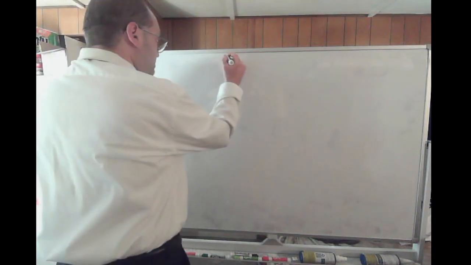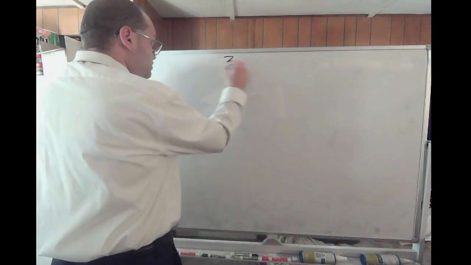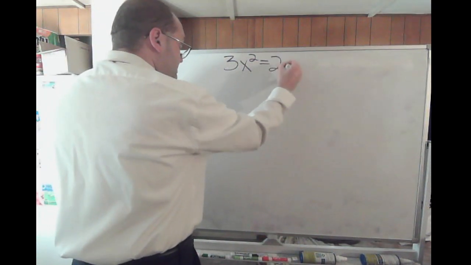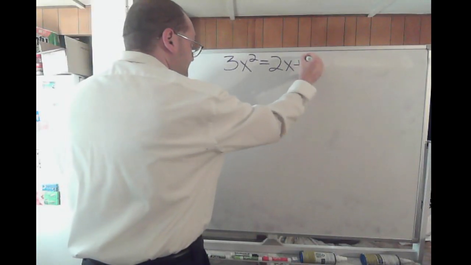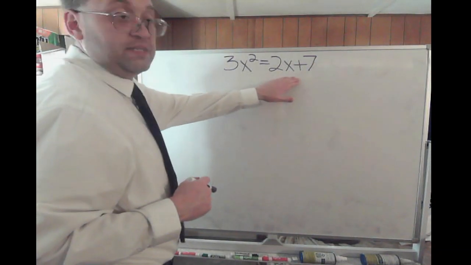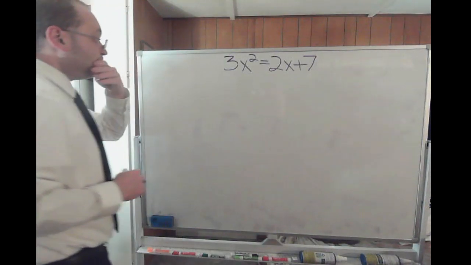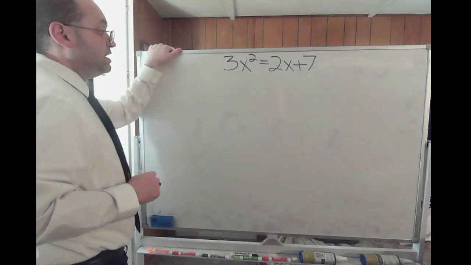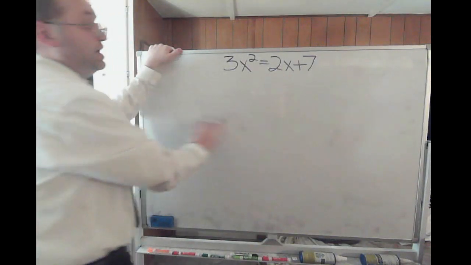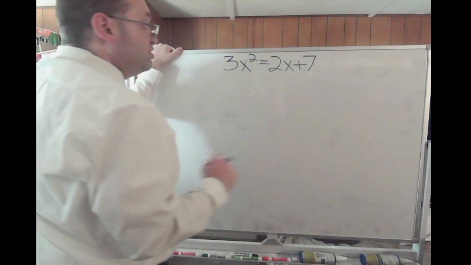Alright, next one. We have 3x squared equals 2x plus 7. So we've been given 3x squared equals 2x plus 7. Well, the left side's a perfect square, but the right side's clearly not. We could throw that out the window. There's no perfect square.